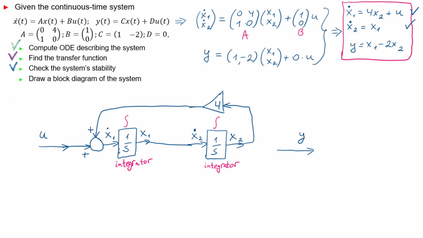To implement y, we need to take the x1 line and move it towards the y, and then we're subtracting twice x2, so we're multiplying x2 by 2, and then subtracting that from x1, and then we are getting y. Basically that's it, we implemented that system as was described by the equations. Thank you.